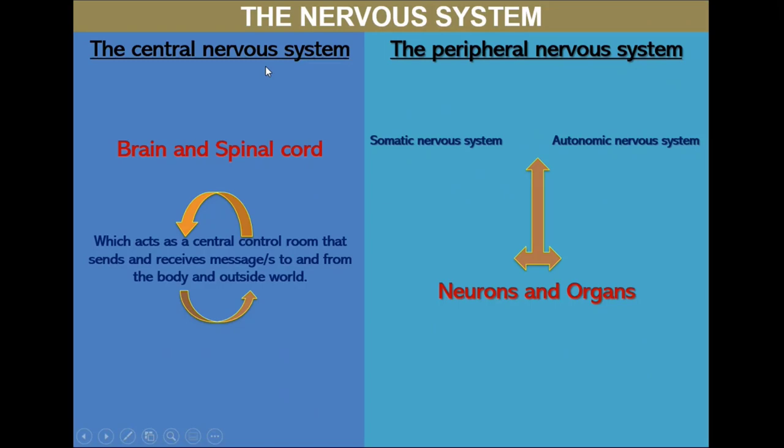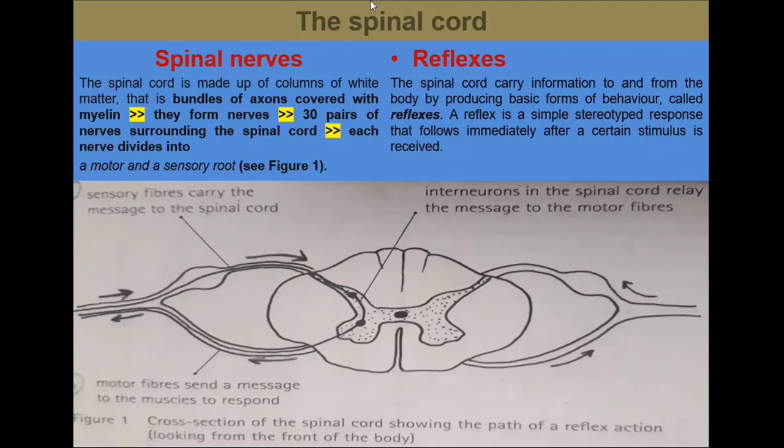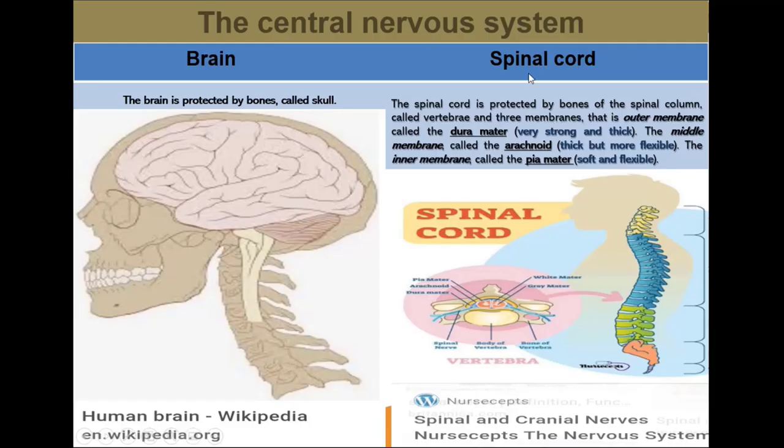In the central nervous system, the brain and spinal cord are protected by bones. The brain is protected by the skull, whereas the spinal cord is protected by vertebrae as well as three membranes. We have the outer membrane, the middle membrane, as well as the inner membrane.